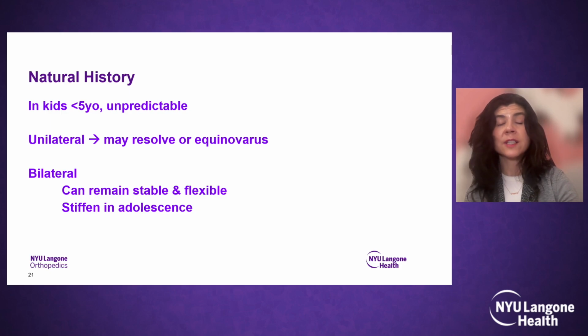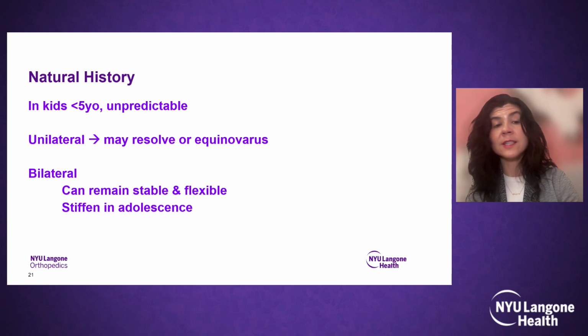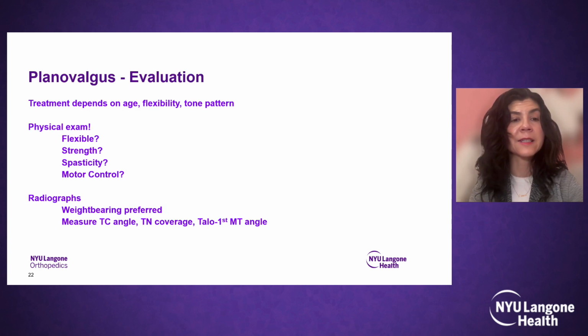So the natural history is, as was talked about even in neurotypical kids, in kids under age 5, it's very unpredictable. You are not intervening. If it's unilateral, it may resolve. It may go into equinovarus as they get older. Bilateral can remain stable and flexible, but it can also stiffen significantly in adolescence.